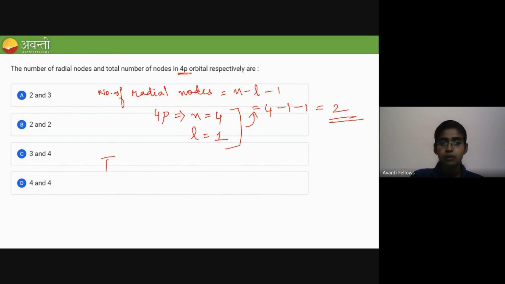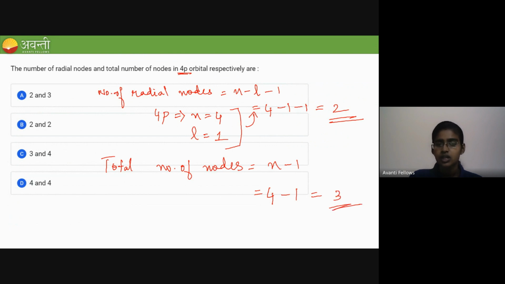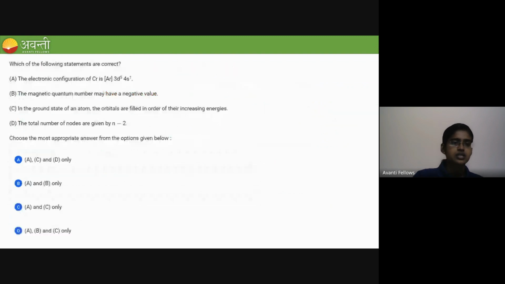And the total number of nodes can be calculated using the n minus 1 formula. So n value is 4 minus 1, so it will be equal to 3. So radial node is 2, total number of nodes is 3. So option A is the correct answer. So here you are studying these two formulas from this question. Got it? Very easy. Now let's go to the next question.